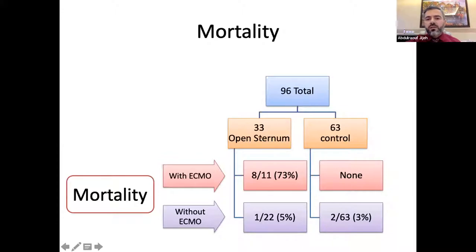As we mentioned, 33 patients had reopening of the sternum compared to 63 control cases. 11 patients required ECMO, with 73% mortality in the ECMO group, 8 patients. If there is no ECMO, the mortality was comparable. If ECMO was not required, only one case out of 22, 5% without ECMO, and the control group was 3%, 2 out of 63. So requiring ECMO after opening the sternum significantly increased the mortality rate.